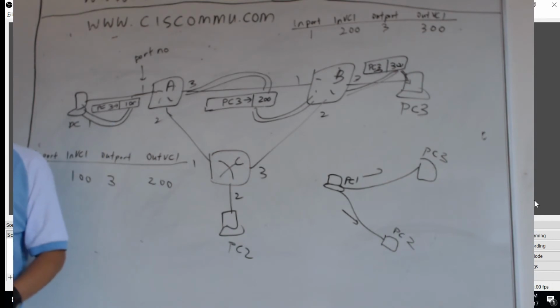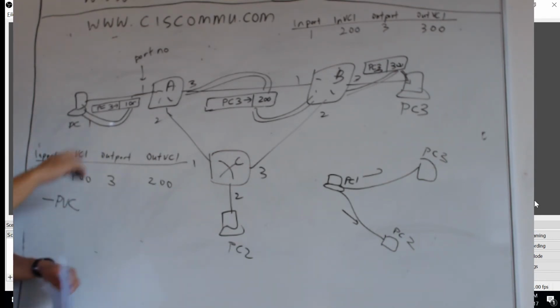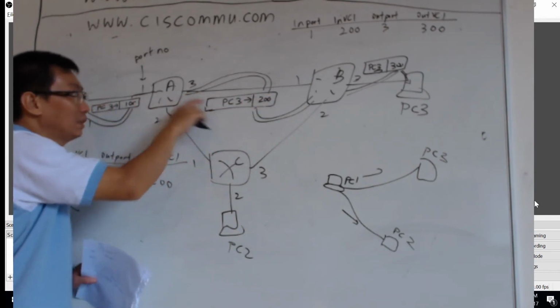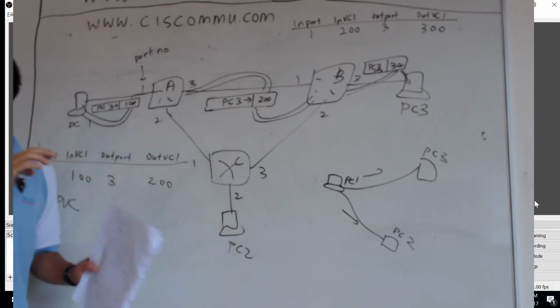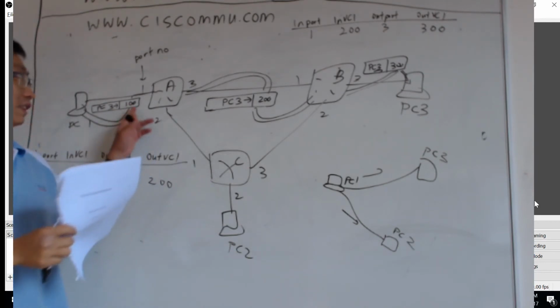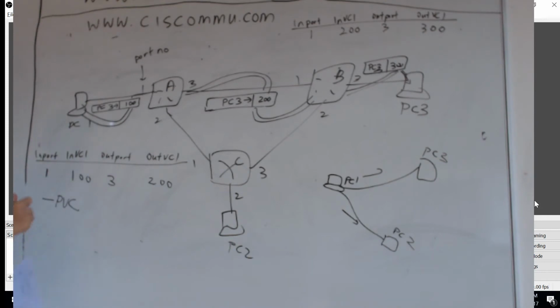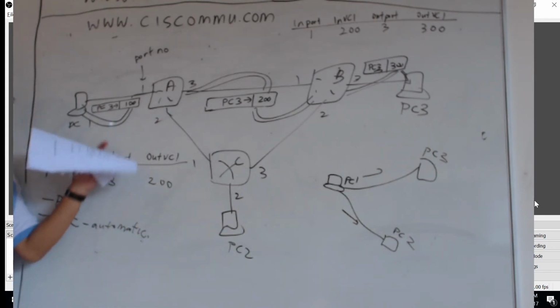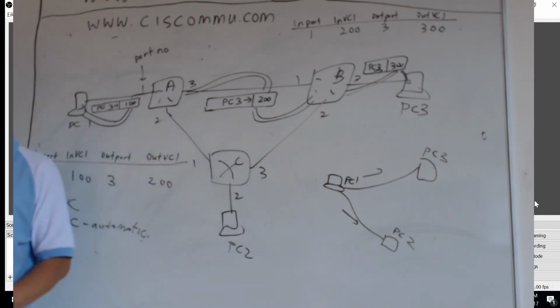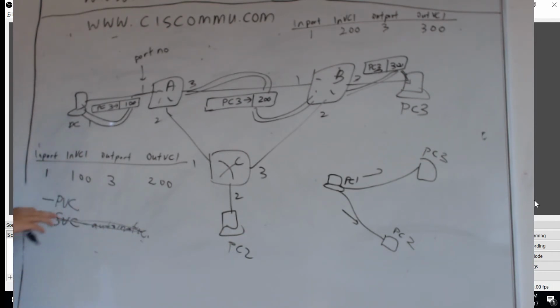Okay, but how do you do this? There are two ways for you to do this. One is using PVC. That means you go to every switch and you set up this connection yourself. Which port connects to which VCI? You set up the VCI yourself. Another one is using SVC, where it's sort of automatic. You need to do a call setup and so on. SVC we are not going to do. Basically in the lab we are going to do the PVC.